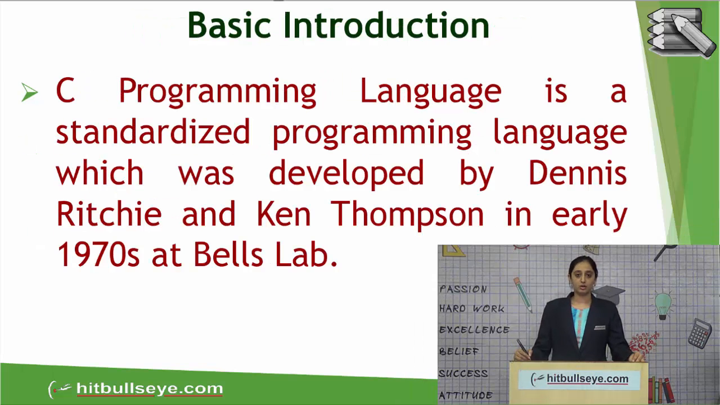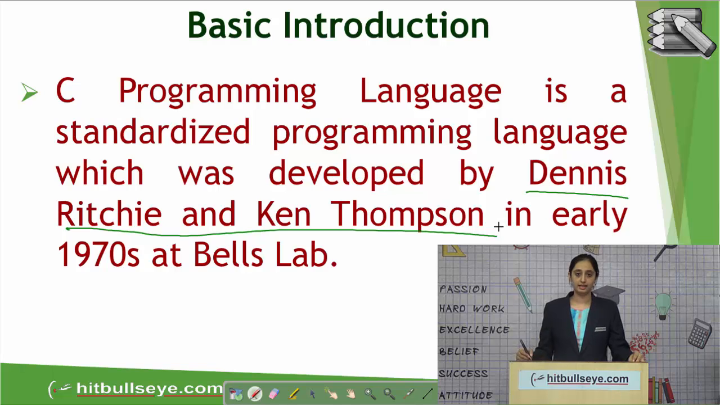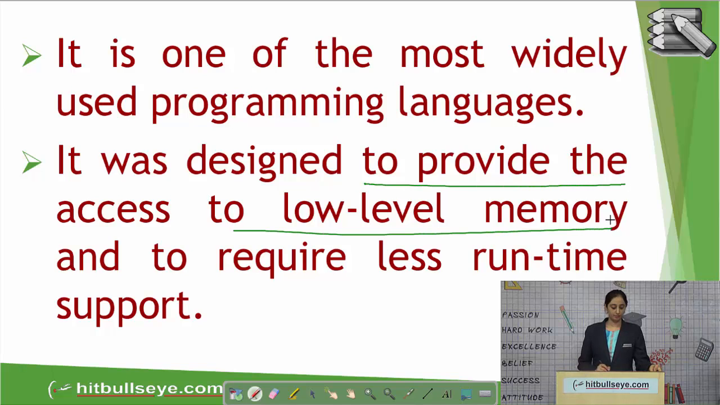The C programming language is a standardized programming language which was developed by Dennis Ritchie and Ken Thompson in 1970 at Bell Labs. It is one of the widely used programming languages. It was designed to provide access to low-level memory and to require less runtime support.